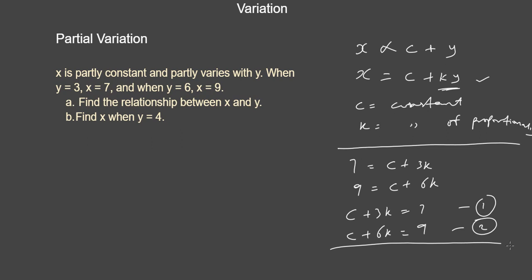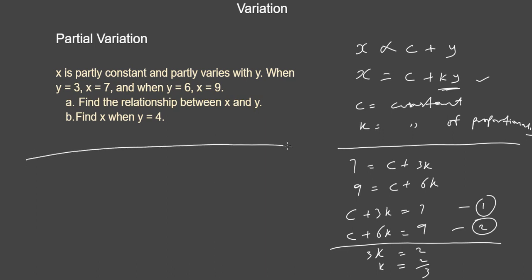Using the elimination method, we're going to subtract equation 1 from equation 2. In other words, whatever we have in equation 2 minus whatever we have in equation 1. So c minus c is 0, so this is gone. 6k minus 3k will give us 3k, and 9 minus 7 will give us 2. So k is equal to 2 over 3. We've gotten the value of k, so let's look for the value of c.